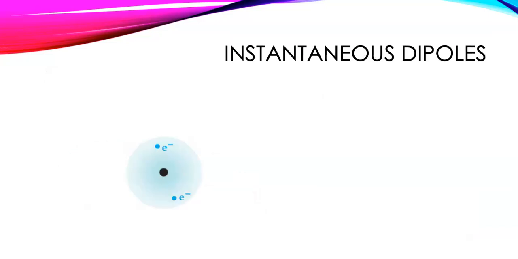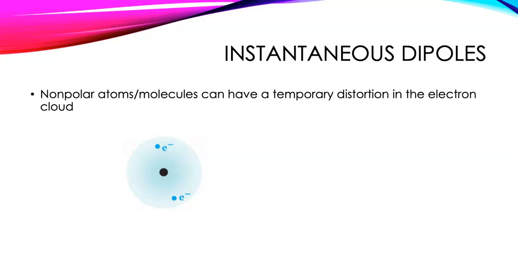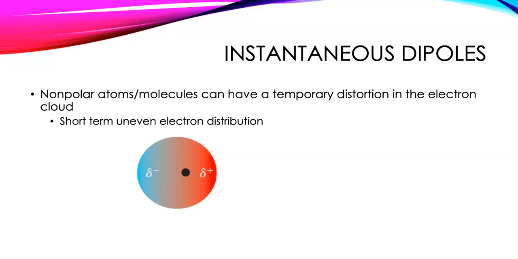Now I'd like to go on and talk about something called an instantaneous dipole. Okay, we've got a picture here of a nonpolar atom, right? And the electron cloud is pretty symmetrical, and the electrons are hanging around, just doing their thing, moving around randomly as electrons do. But at any moment in time, those electrons could both just accidentally, randomly end up on the same side of the atom. All right, so it's a temporary distortion here, which means my electron cloud is partially negative on the left and partially positive on the right, just due to random motions. All right, so we have this short-term uneven electron distribution.